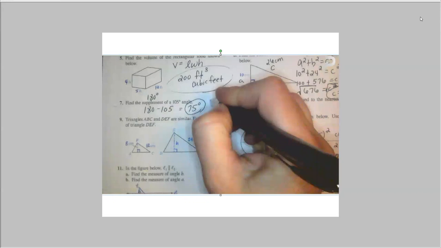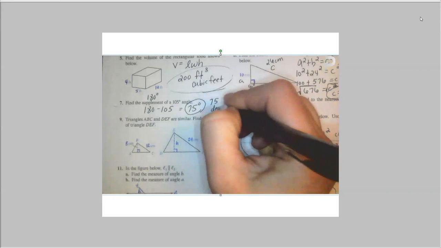I'm sure in your symbols in Excel that there will be a degree symbol. If you're having trouble with that, then just spell it out. Degree. Okay. No big deal.